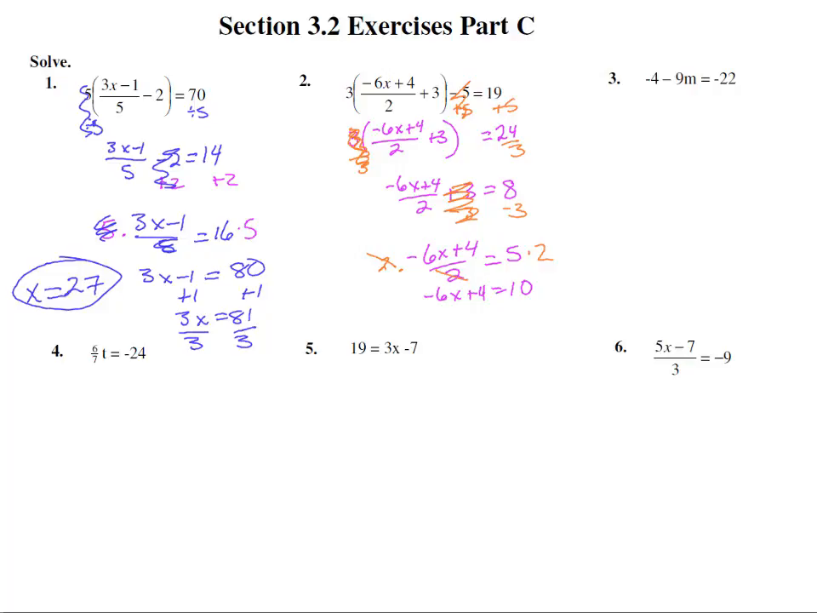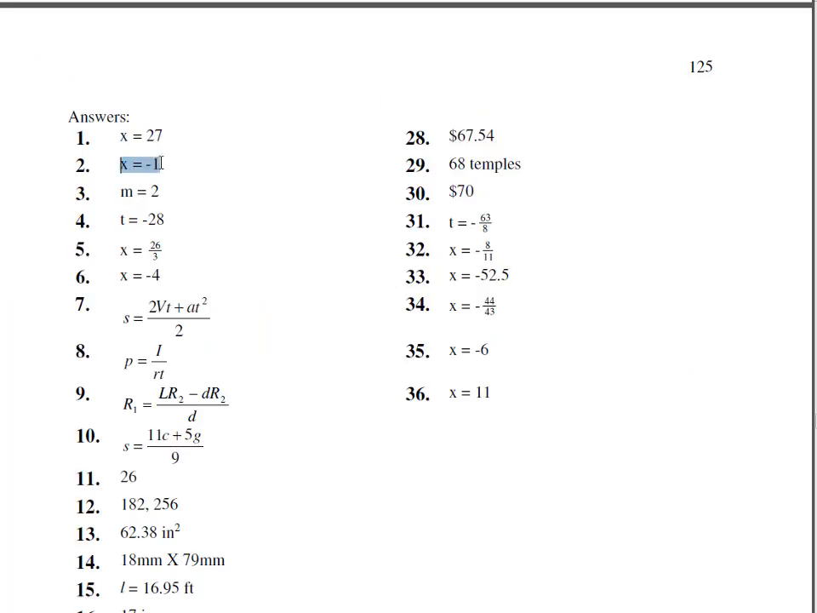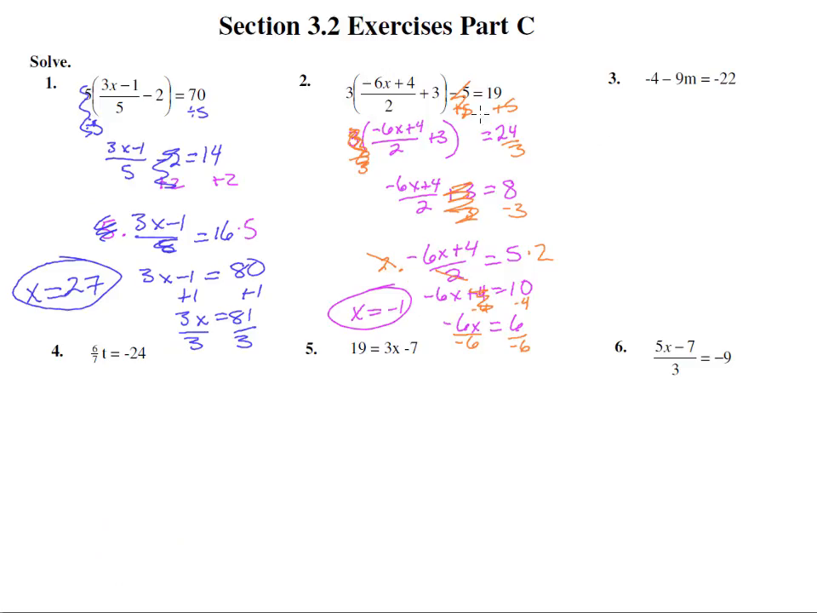Look, we've only got 2 steps left. Subtract 4, and this one over here cancels. We'll get negative 6x equals 6 is what it looks like. Divide by that negative 6, and we're left with x equals, looks like negative 1. Let's double check that answer. Yes, we did it correctly. Number 3.